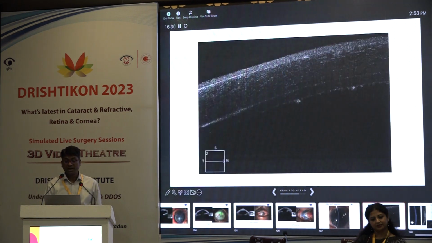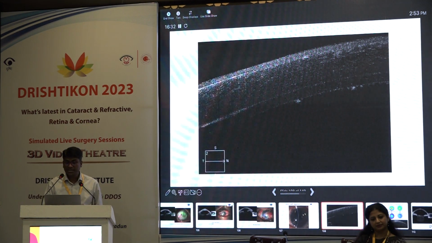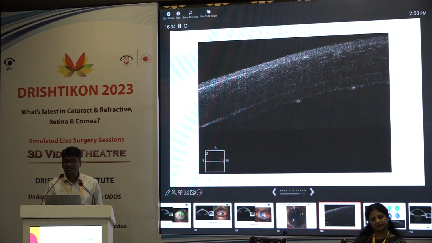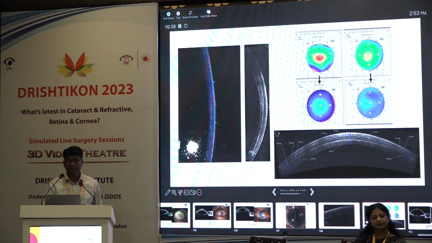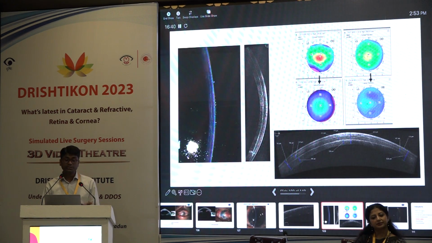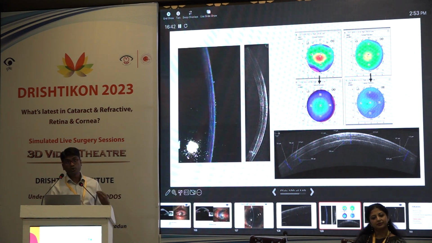As I said, graft rejection, the first sign is these are KPs. The first sign is increase in thickness of this graft. I pick up my graft rejection early, treat it. That's how it's helpful. This is a patient where you do a stromal augmentation.